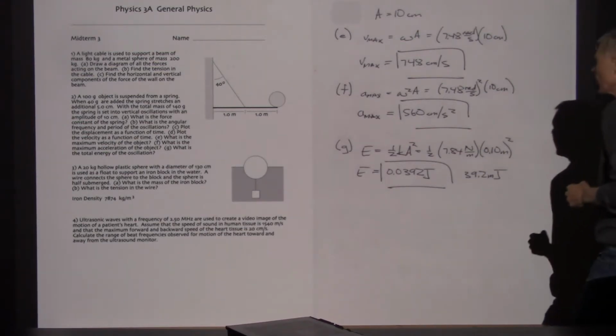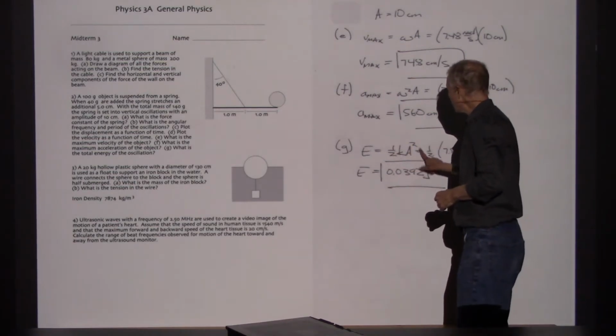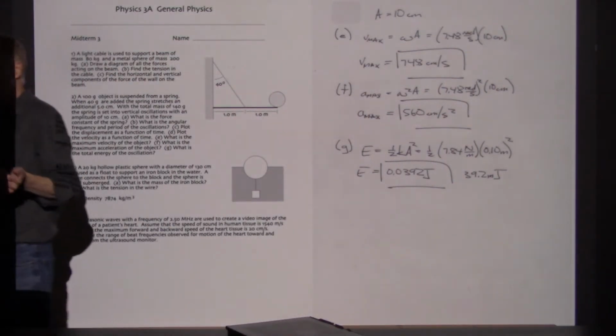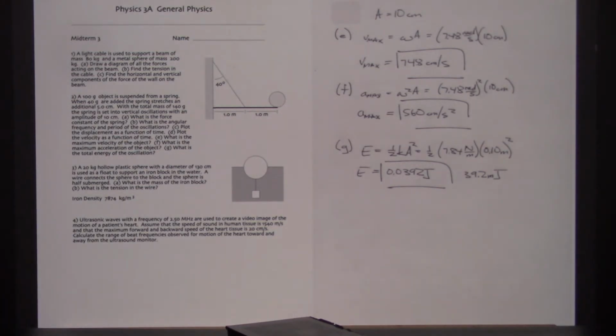And then the very last item, energy. Now, you know that the total energy can be written in terms of the amplitude, or it can be written in terms of maximum velocity. This seemed like the most direct way to solve it, so I used this approach, 1/2 kA squared. It turned out to be not so much energy, 0.0392 joules, a fraction of a joule.